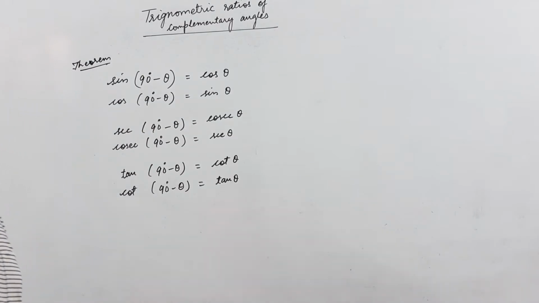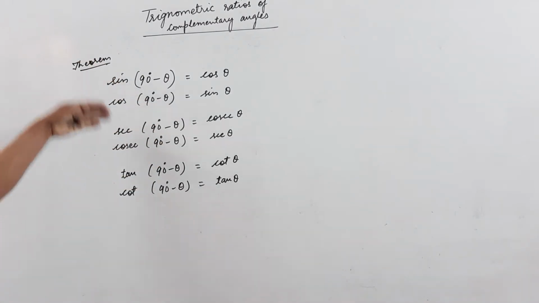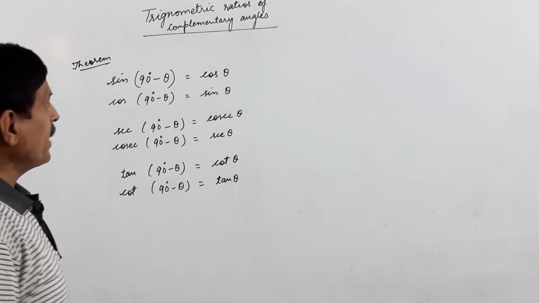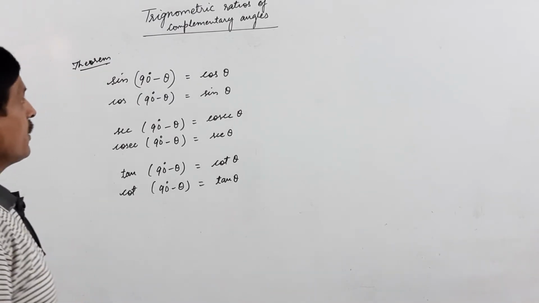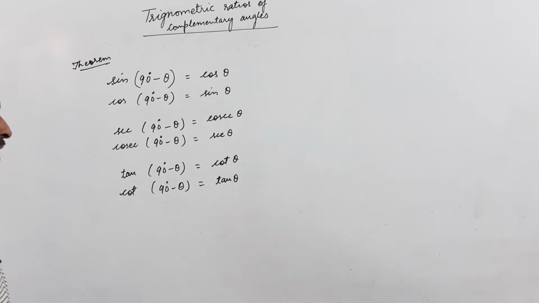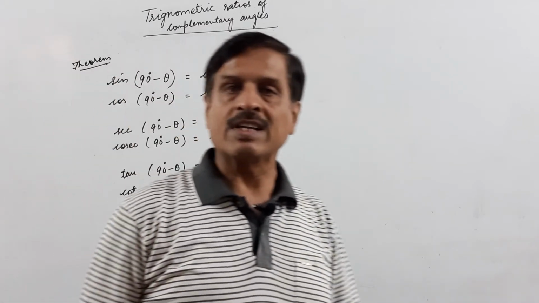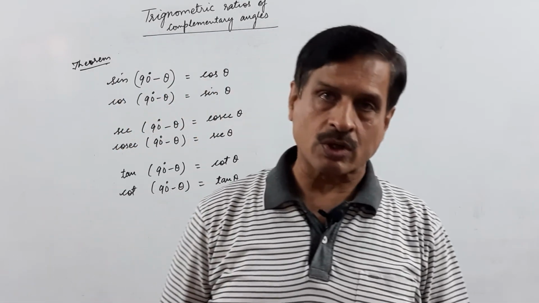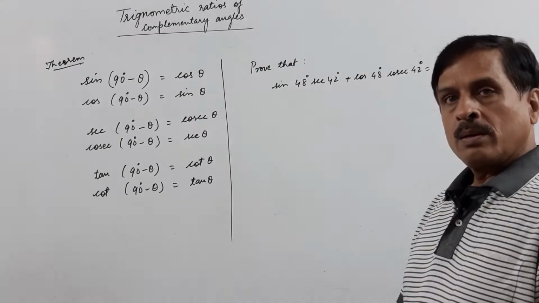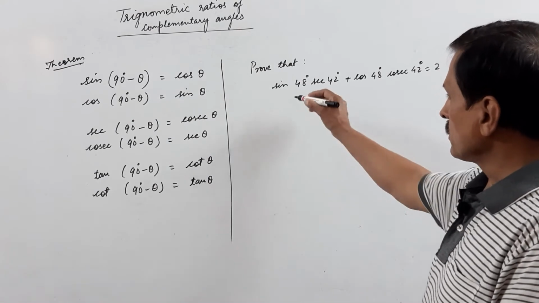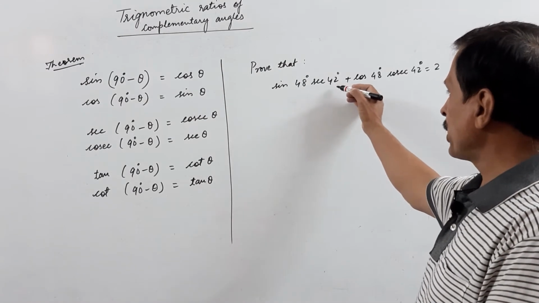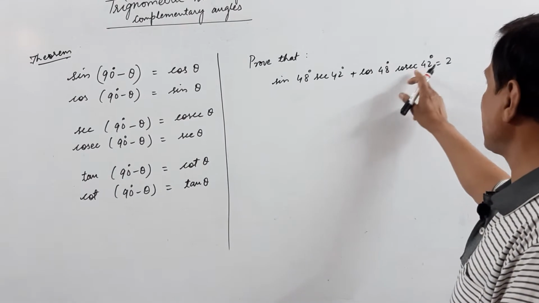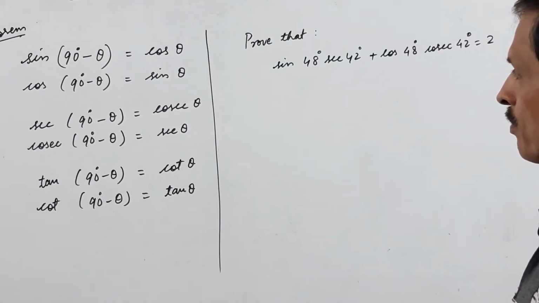So we use these relations to solve problems based on trigonometric ratios of complementary angles. Now we will discuss some problems based on this concept. Prove that sin 48 degrees sec 42 degrees plus cos 48 degrees cosec 42 degrees is equal to 2.